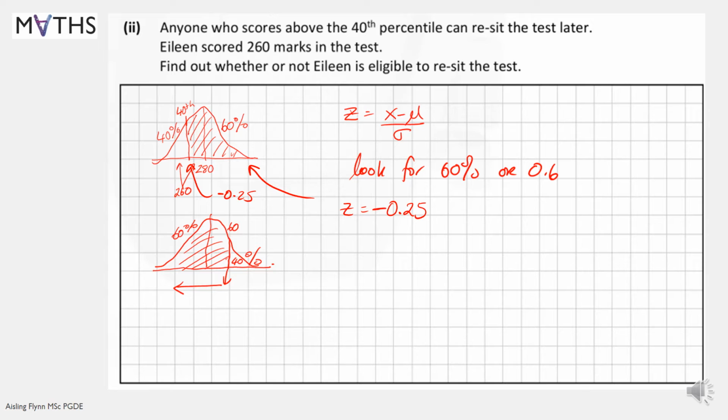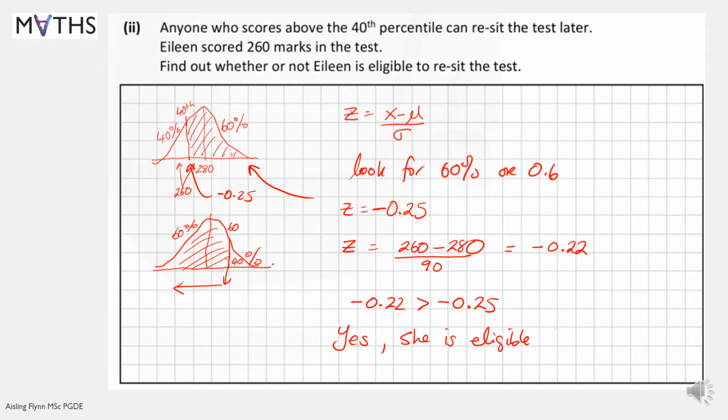mean. So now let's calculate Eileen's z-score. We'll have 260 minus the mean, which is 280, over our standard deviation, which was 90. When you calculate that, you get minus 0.22. So that means that her score is closer to the mean than the 40th percentile, and minus 0.22 is greater than minus 0.25. So yes is the answer. You should give a conclusion for full marks. She is eligible to resit.